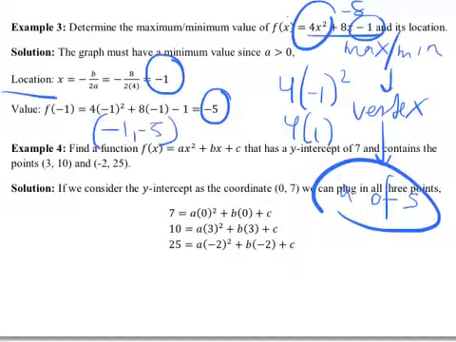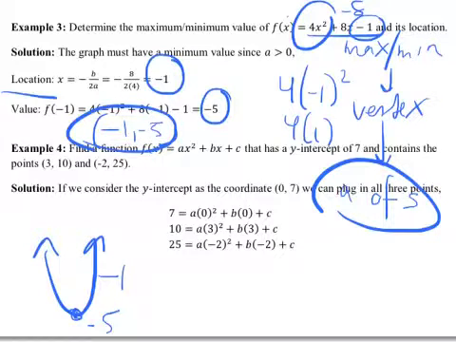The maximum or minimum, which one is it? The graph must be a minimum because A is positive. When A is positive, the graph looks like this. So this has to be a minimum, and its minimum value is negative 5. The minimum's location is negative 1. As a coordinate, negative 1 comma negative 5. There's the vertex.